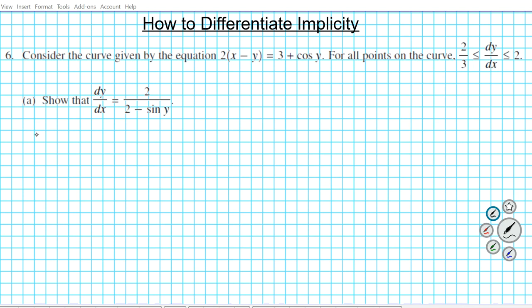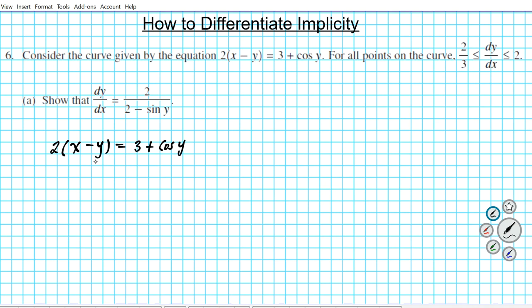So let's go ahead and do this. We want to show that the derivative dy/dx of this equation is 2 over 2 minus sine y. We're going to be using implicit differentiation. Now, the first question is, how do you know that we're differentiating implicitly? If an equation is not solved explicitly for the dependent variable, y in this case, and you have to differentiate, then it's implicit differentiation.